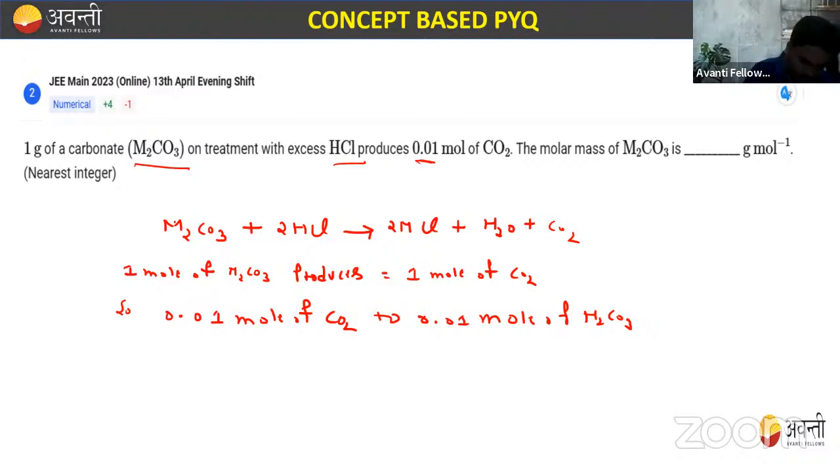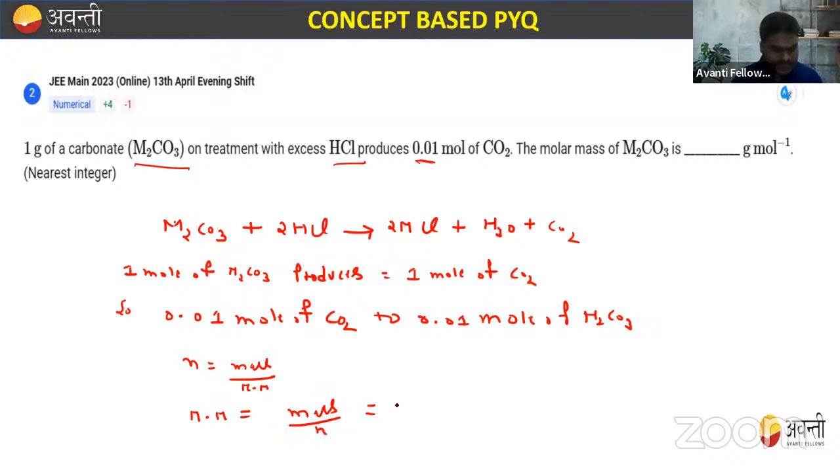ठीक है, now we can find the molar mass. How? We know that n is equal to mass upon molecular mass. If you want to calculate the molecular mass, then it will become mass upon number of moles. So what is mass? Mass is given, that is 1 gram. What is number of moles? Number of moles is also given, that is 0.01.